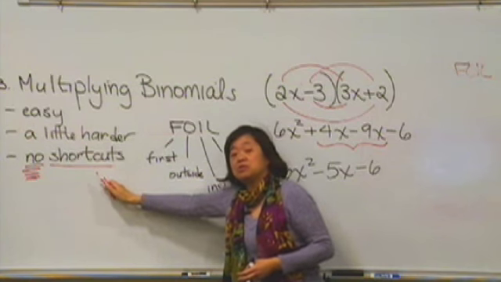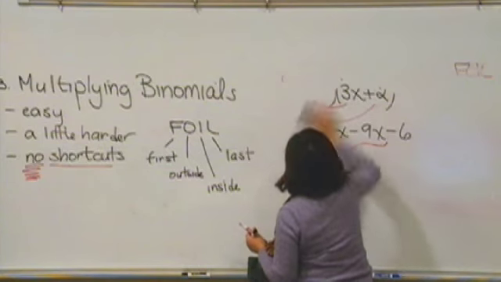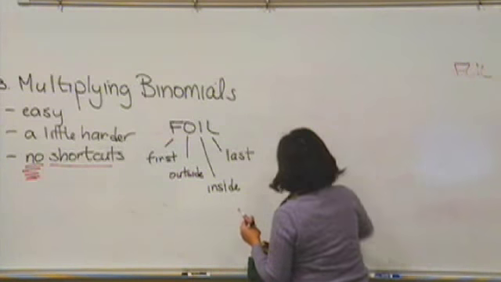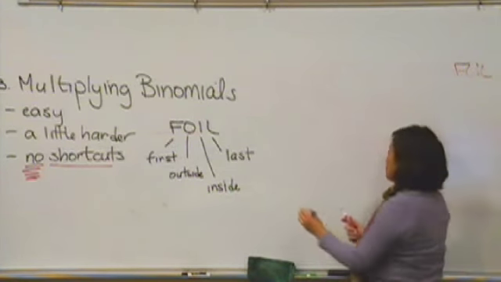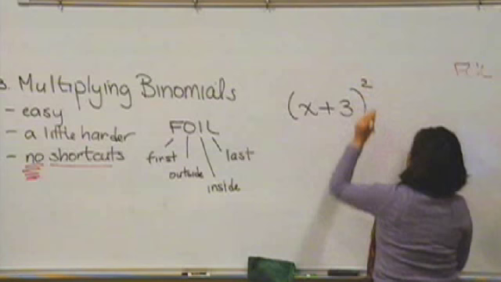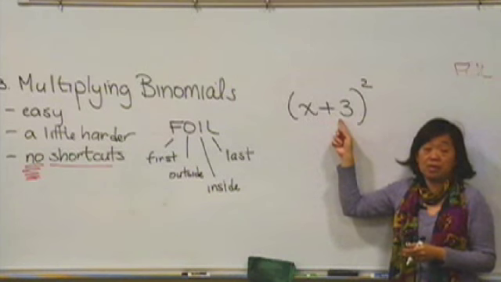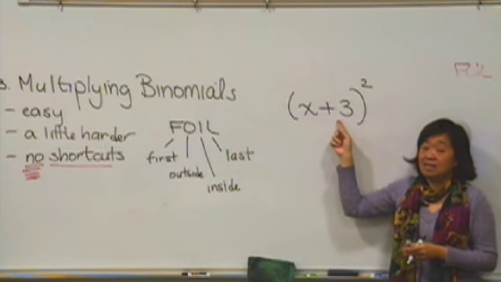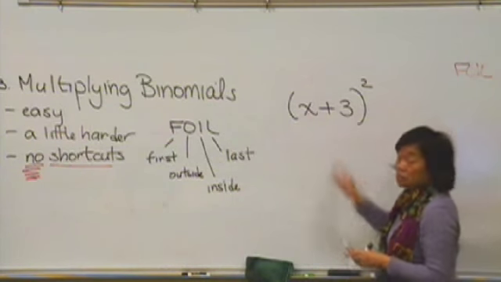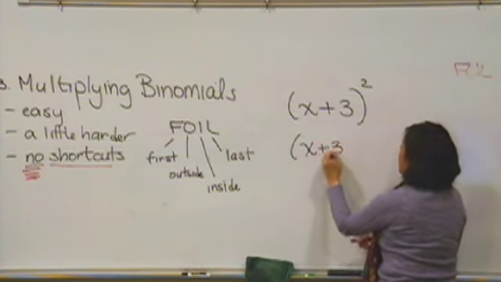I want to remind you that there's no shortcuts on these. Sometimes when you're given a multiplication of binomial problem that's not written out, people are tempted to take a shortcut that will always give you the wrong answer. So what if we had x plus 3 squared? People often make the mistake of thinking that you can just square x and square 3 and you get x squared plus 9. That shortcut doesn't work. No shortcuts. If you see a problem like this, make sure to write it out. This means write this out twice: x plus 3, x plus 3.